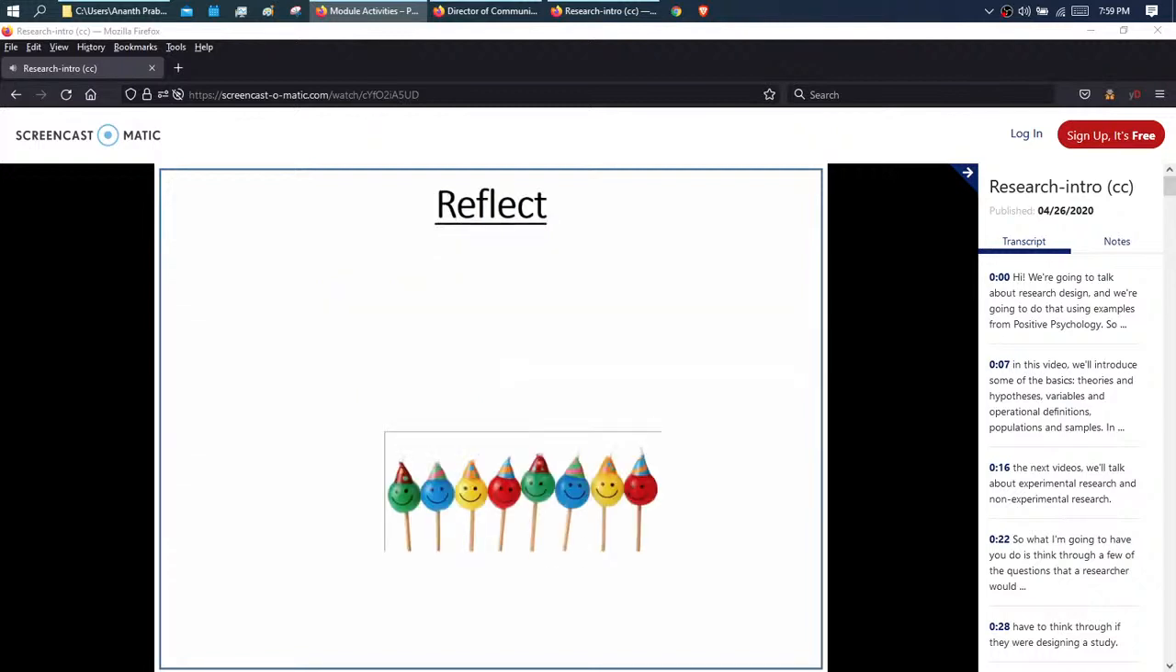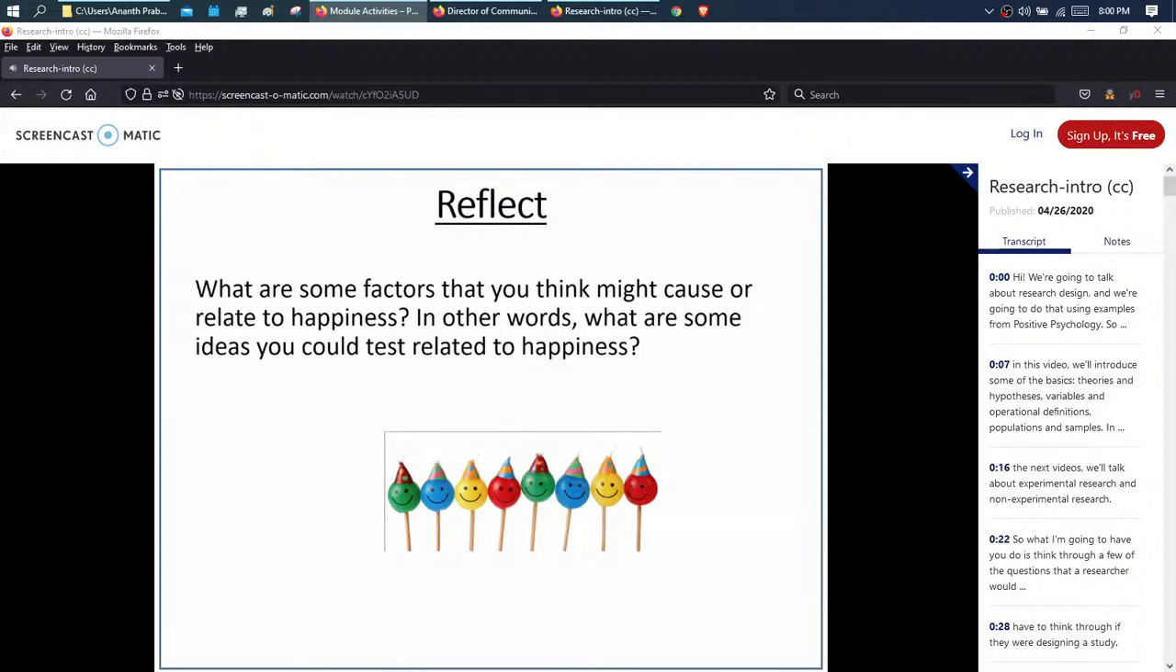So what I'm going to have you do is think through a few of the questions that a researcher would have to think through if they were designing a study. So suppose you're interested in studying happiness. Happiness is too big and broad and vague. What does that even mean? So one of the first things you would have to do is narrow down your focus. So that is the first reflection I have for you here.